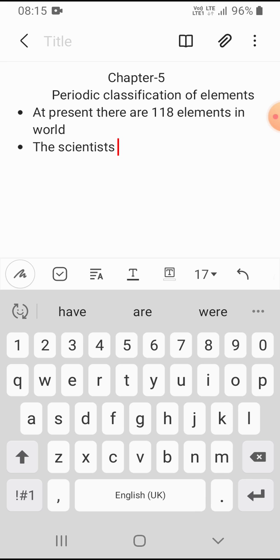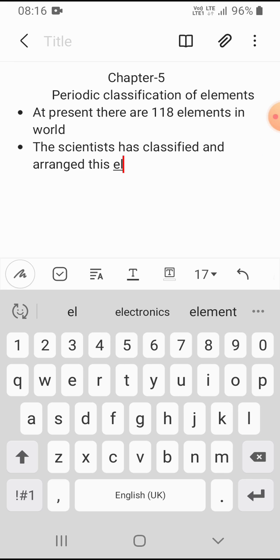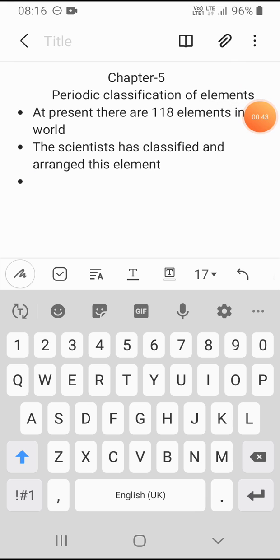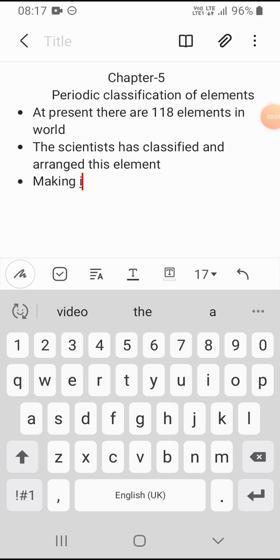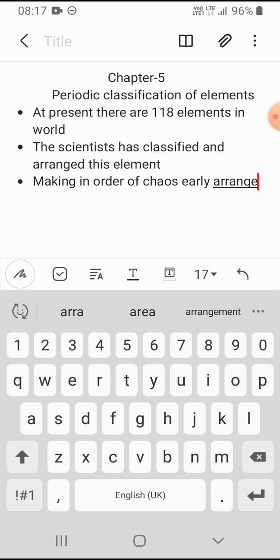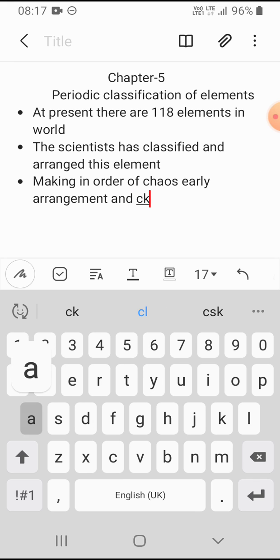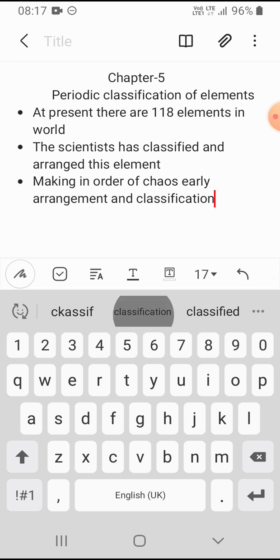The scientists have classified and arranged these elements in order of early arrangement. So, early arrangement and classification of the elements.